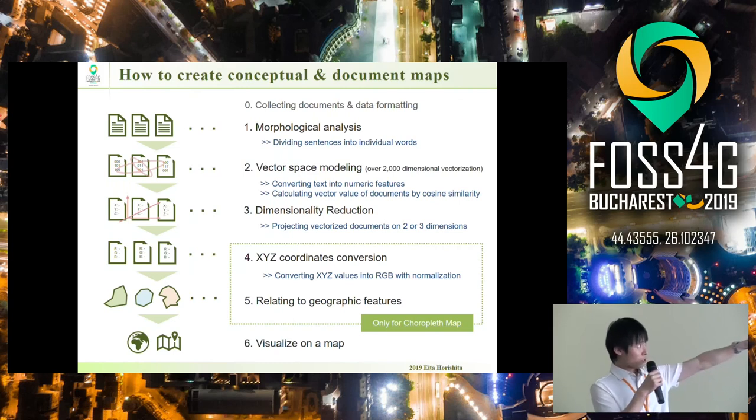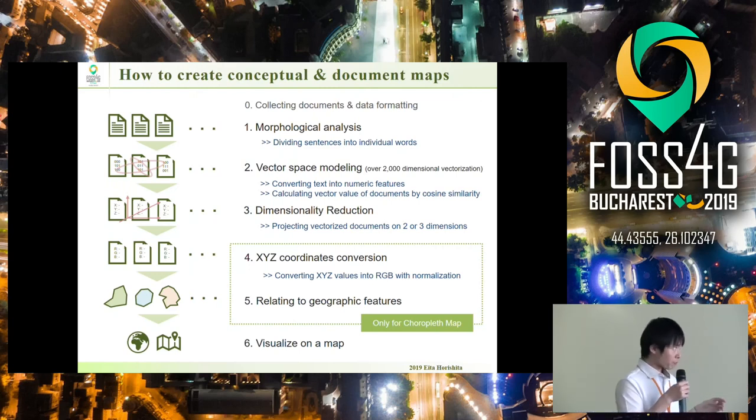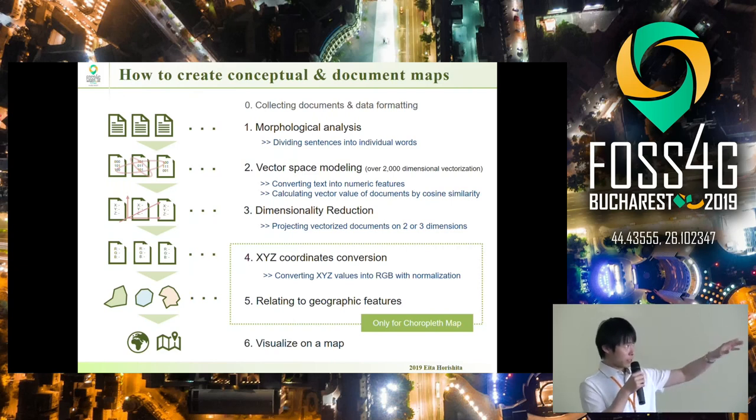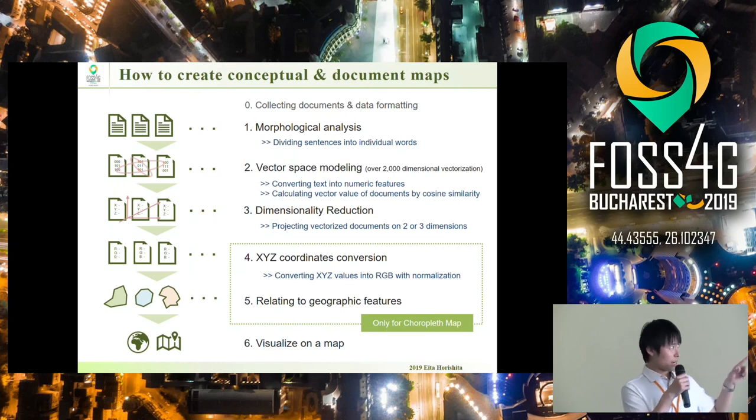And the third step is dimensionality reduction. The output of this second phase, vector space modeling, has over 1,000 dimensions, and sometimes over 10,000 dimensions, and we cannot see such a high dimension. That is why we have to reduce this high dimension into 2 or 3. We can understand only 2 or 3 dimensions. So sometimes in this phase, some machine learning process is used as well. And if it is reduced into 2 dimensions, XY coordinates, you can visualize this on GIS software like QGIS.